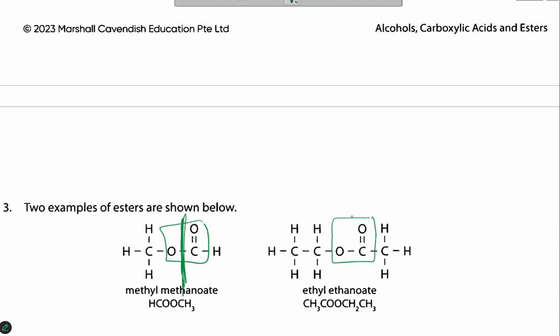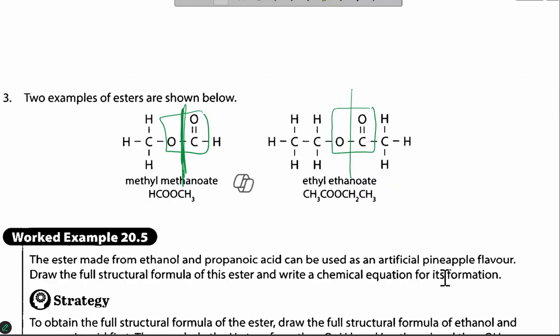Next one. I'm going to draw a box around the linkage. I'm going to cut exactly in the middle again. Then you look carefully. Alcohol, O is the alcohol side. 1, 2 is called ethanol. So it's ethyl. This side, double bond O is the acid side. 2 carbon. So it's ethanoic acid becoming ethanoate. So very simple. Okay? So that's how you name it.